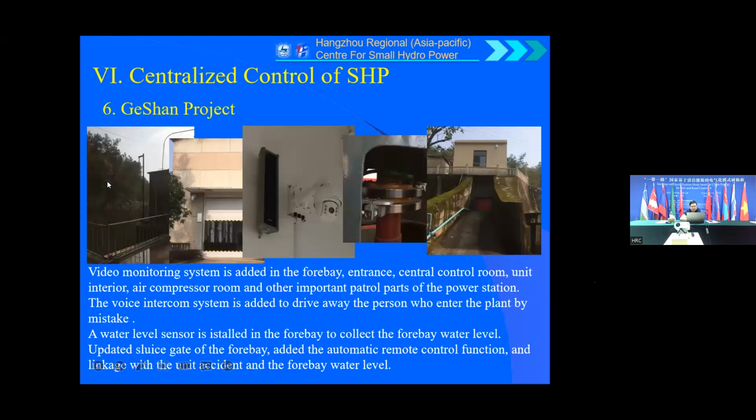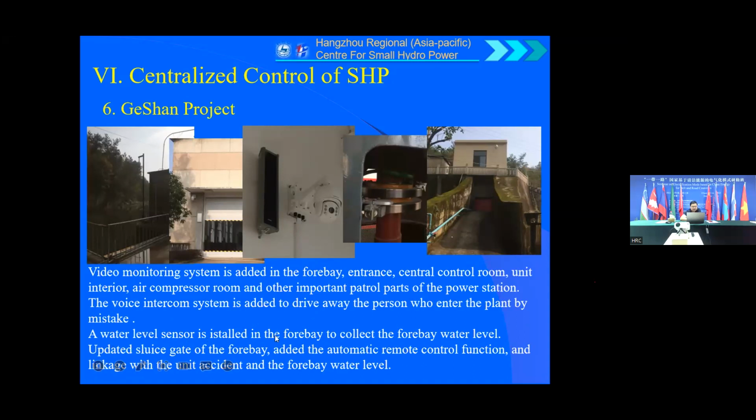Let's see what we have done for this project. First, a live video monitoring system is added in the forebay entrance, central control room, unit interior, even in the generator, where we put a camera here, the air compressor room and other important parts of the power station. A voice intercom system is added to drive away any person who enters the plant by mistake. We can see the loudspeaker here.